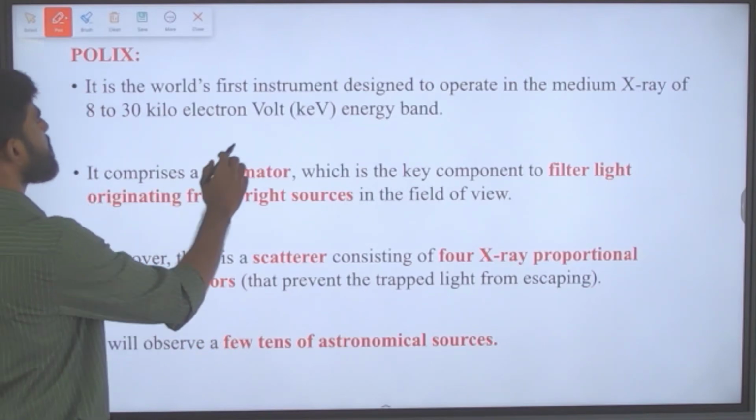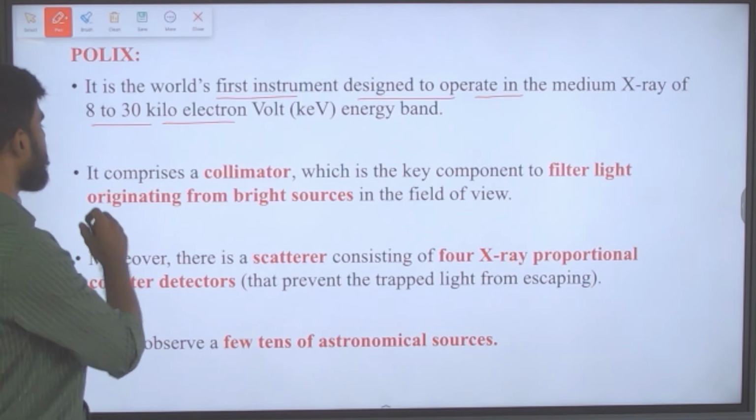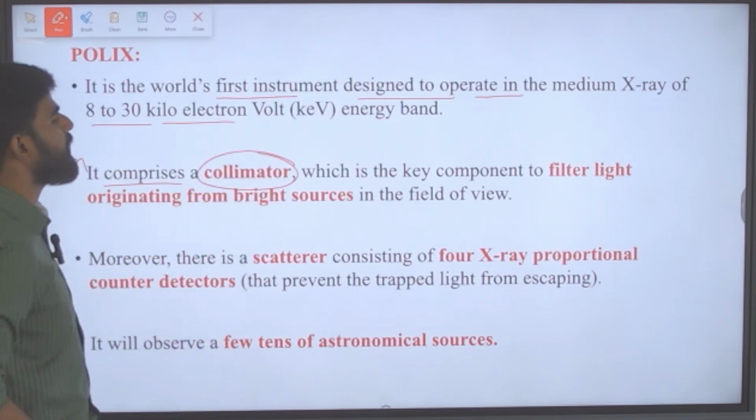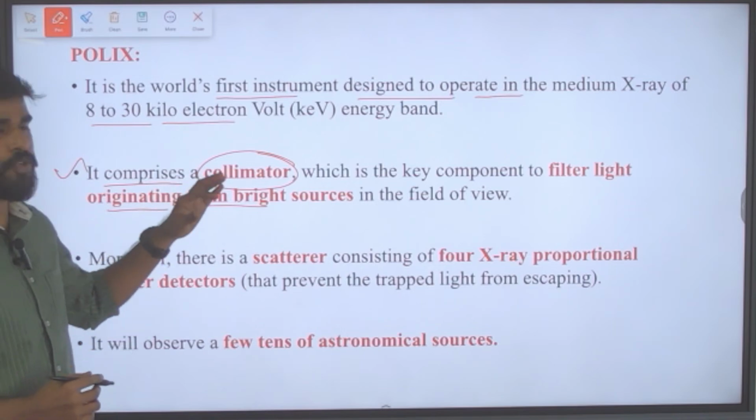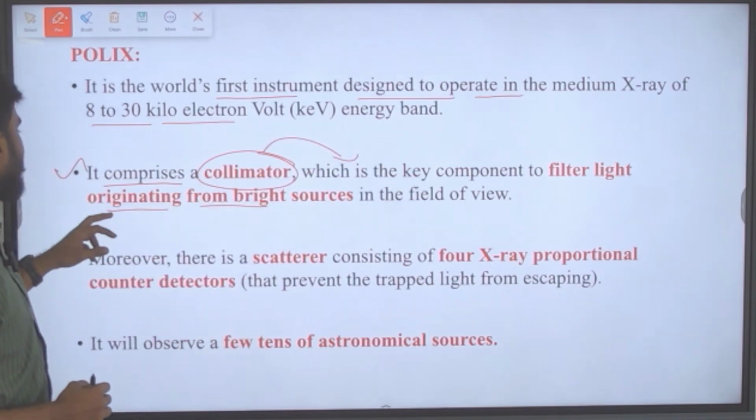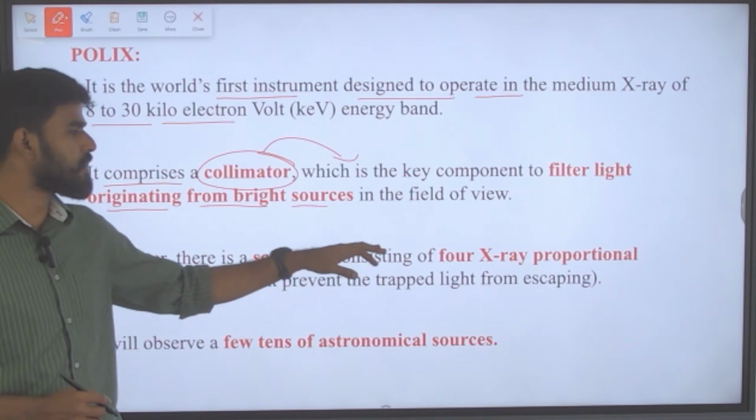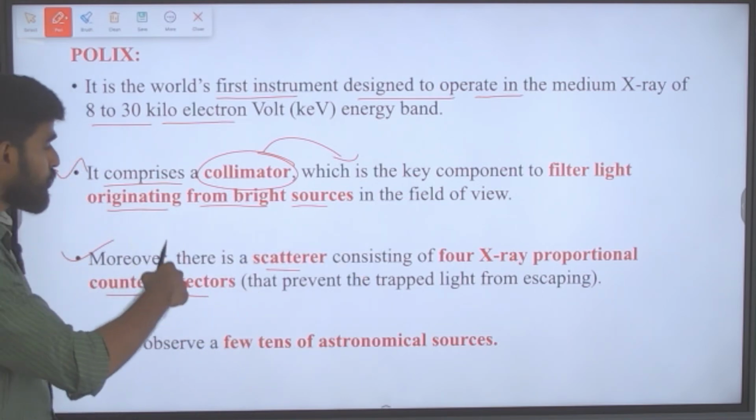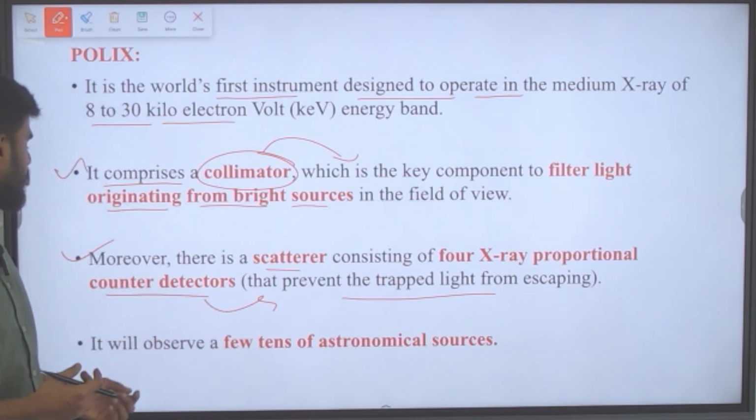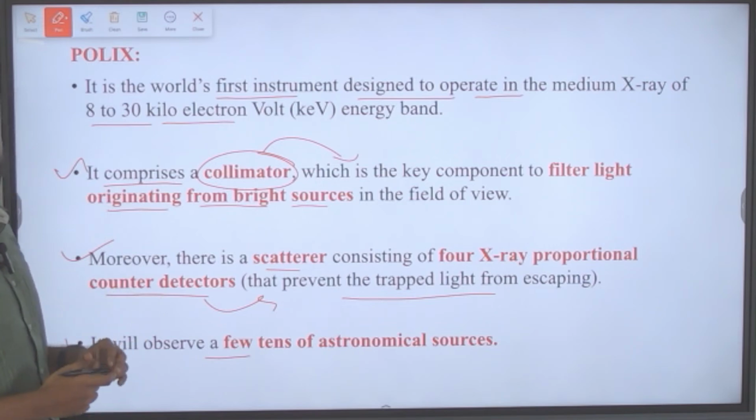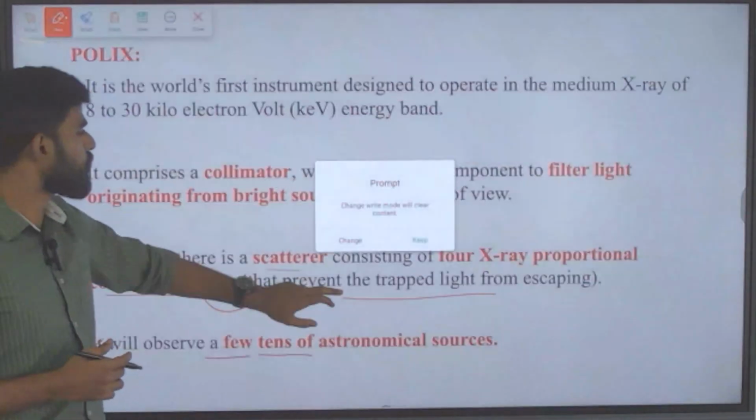POLIX. What is POLIX? It is the world's first instrument designed to operate in the medium X-ray range. Okay, that is the 8 to 30 kilo electron volt energy band, and then it comprises a collimator. What is a collimator? A collimator is a component which is used to filter light originating from bright sources in the field of view. Okay, what is the use of the collimator here? It is to filter the light originating from bright sources like magnetars and neutron stars in the field of view. And then it also has a scatterer consisting of 4 X-ray proportional counter detectors. Why? It can prevent the trapped light from escaping. So to prevent the trapped light from escaping, they are using such detectors, and this payload will observe a few tens of astronomical sources during its journey of 5 years. Okay, so it will be operational for 5 years.